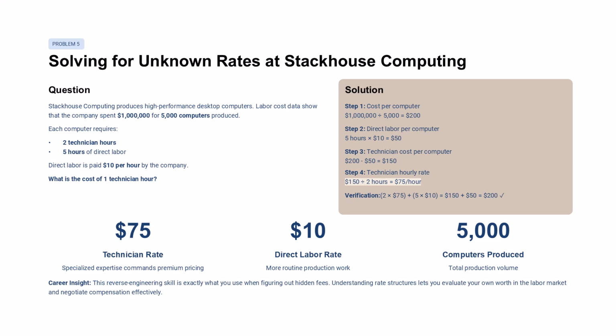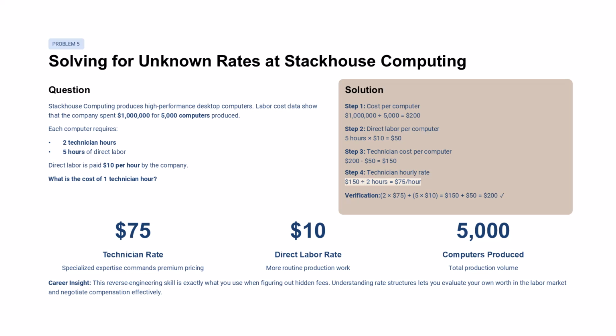Now, identify the components of that $200. Direct labor cost per computer: 5 hours times $10 per hour equals $50. Therefore, technician cost per computer: $200 minus $50 equals $150. Finally, solve for the technician rate. $150 divided by 2 technician hours equals $75 per technician hour. Let's verify.